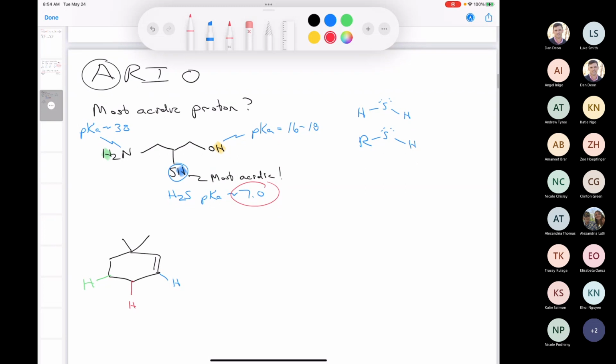Either one would work. Okay, the next one, there's a lot of protons in the next molecule. And so I highlighted just 3 of them to make it a little bit simpler. Could anybody tell me which one of these would be the most acidic proton? Would it be the green, the red, or the blue one?